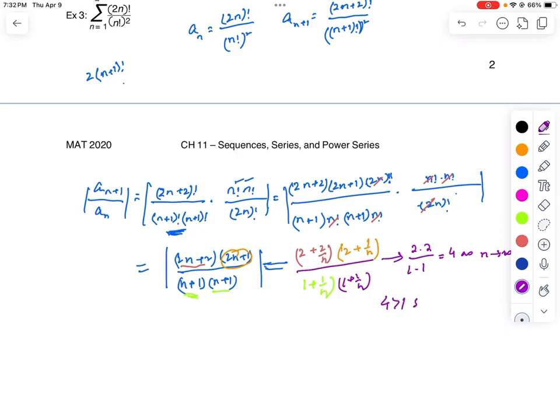So 4 is bigger than 1. So by the ratio test, the series diverges. So this is how you apply the ratio test.